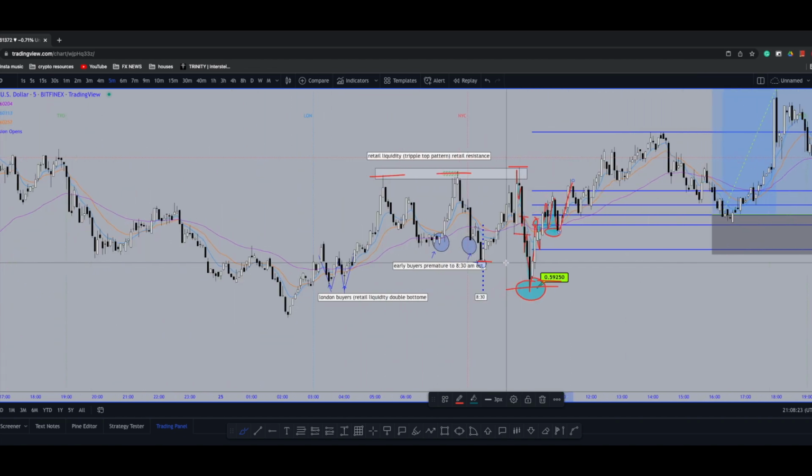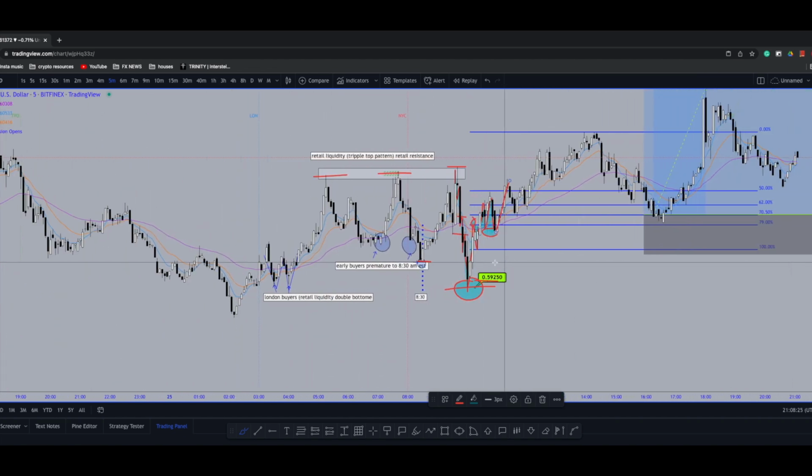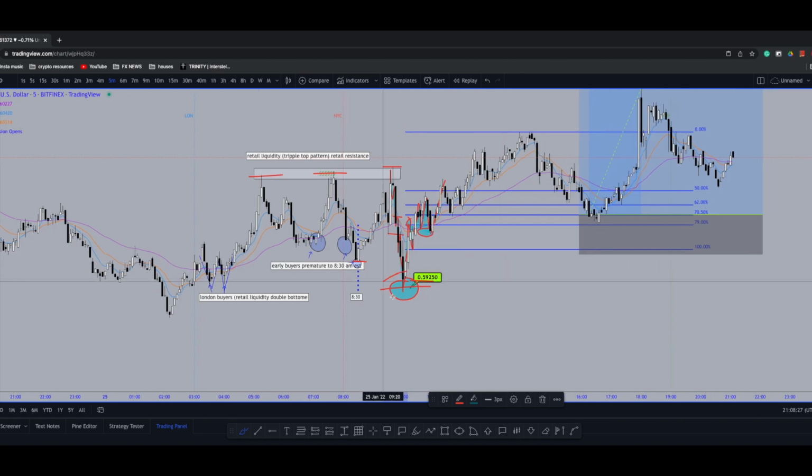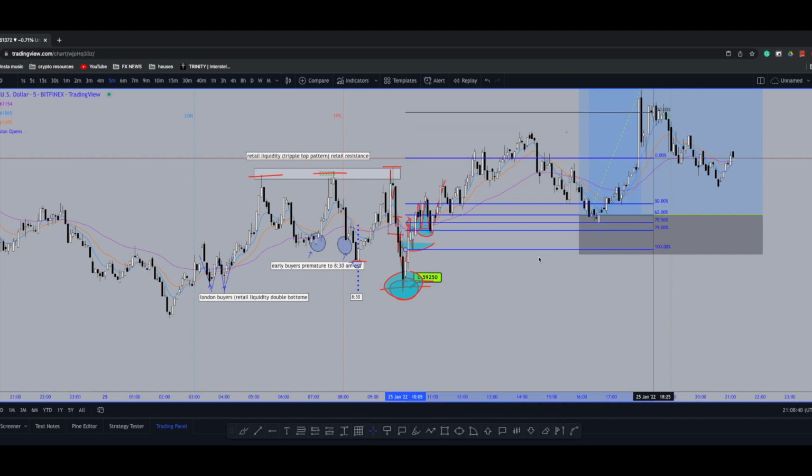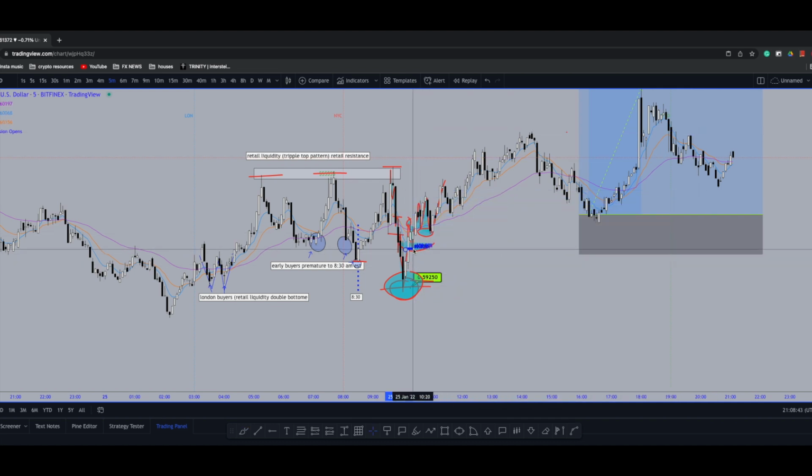I'm trying to go fast because my computer's dying, so I do apologize, guys. After the grab of liquidity here, we can see at the 59250 level, we create a significant higher low. So if we take our Fibonacci, if you click the Fibonacci tool, we take our Fibonacci from the higher low that was created after the liquidity grab, which is this higher low right here.